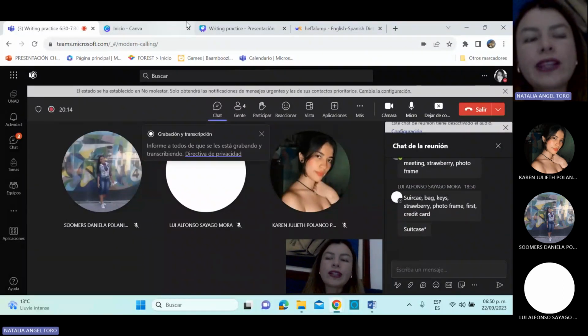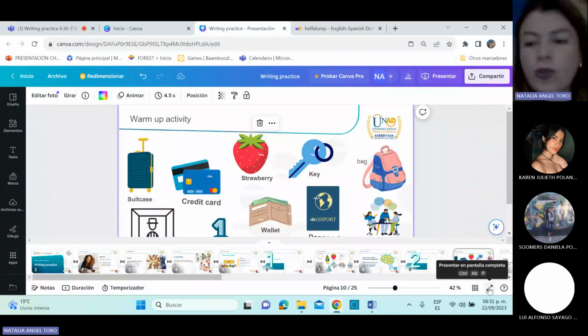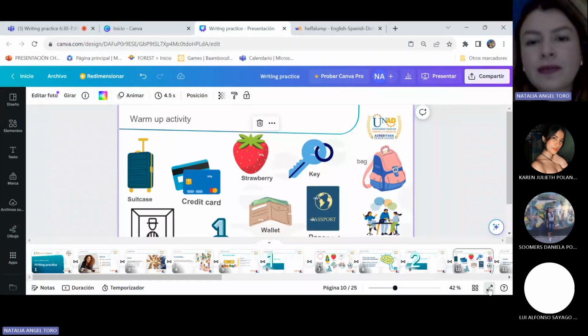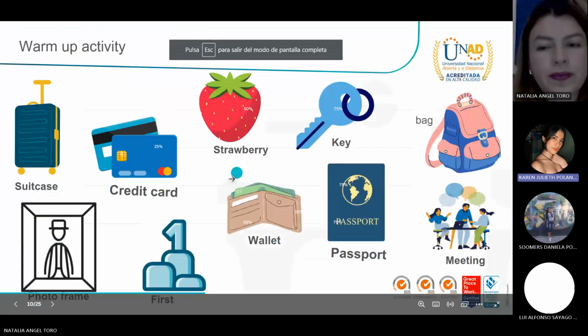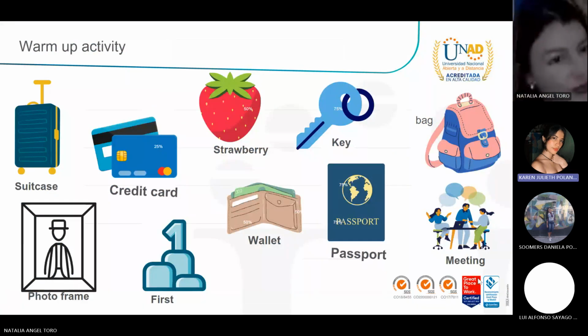Who wants to read it just to practice the correct pronunciation? Maybe Karen, do you want to help us? Okay, teacher. Thank you. Suitcase, credit card, strawberry. I don't know what that is. Strawberry.